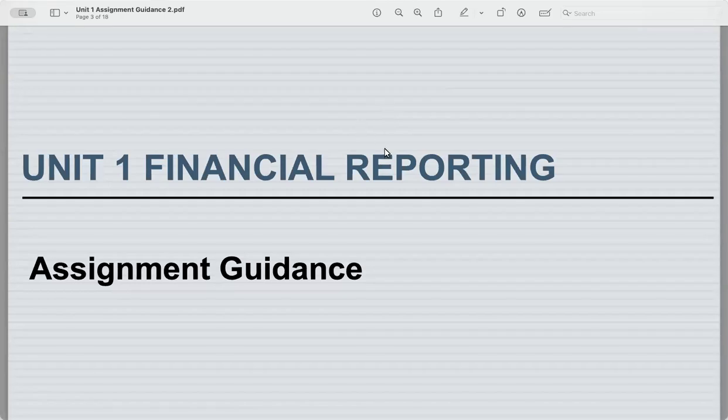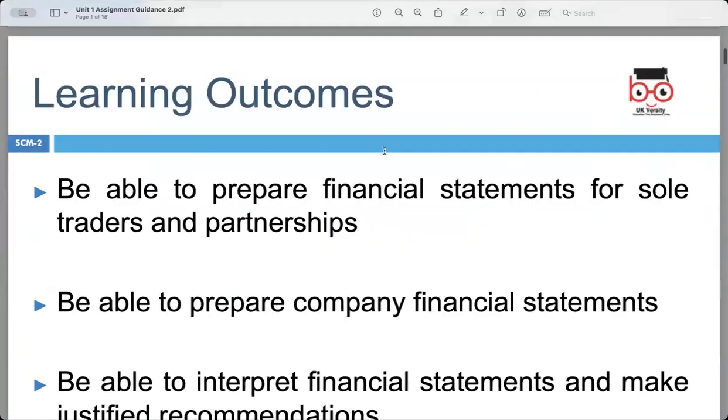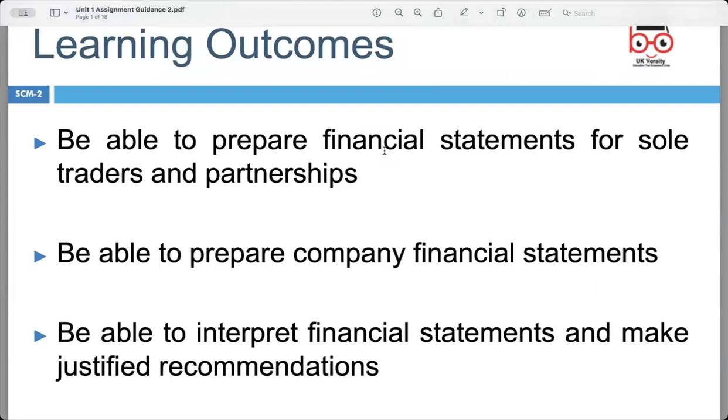So the learning outcomes include preparation of financial statements for sole traders and partnerships. You will be able to prepare accurate financial statements for these entities, incorporating necessary adjustments. Then we will discuss preparation of company financial statements. You will be able to prepare financial statements for companies adhering to relevant accounting standards.